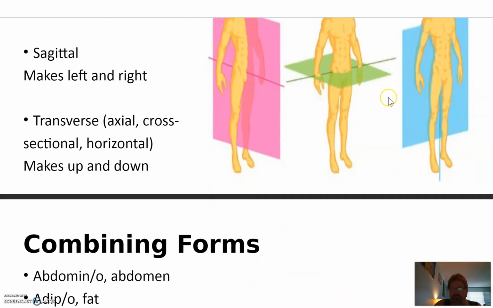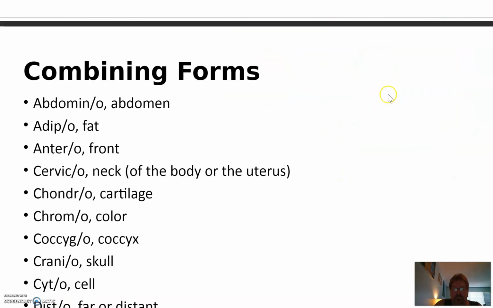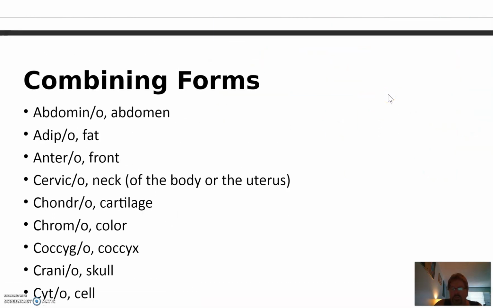All right, now combining forms, back to good old med term. Abdominal is a combining form for the abdomen. A lot of these will sound like what they are, guys. Adipose tissue is the word for fat.